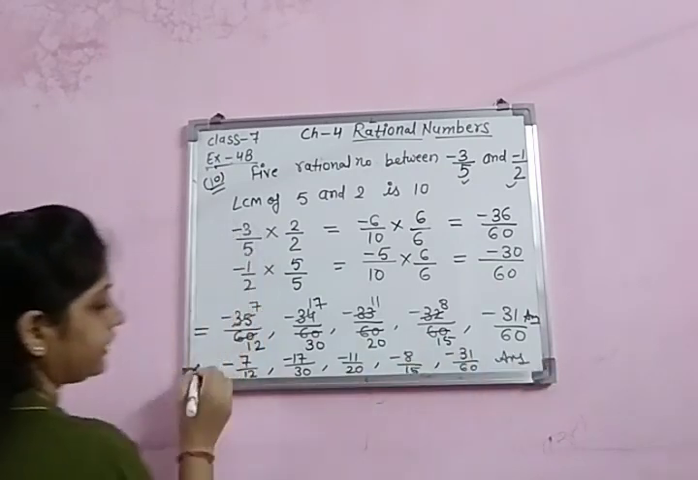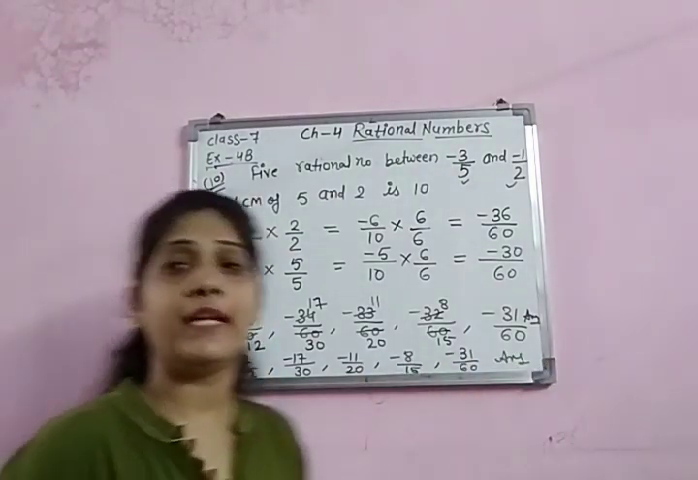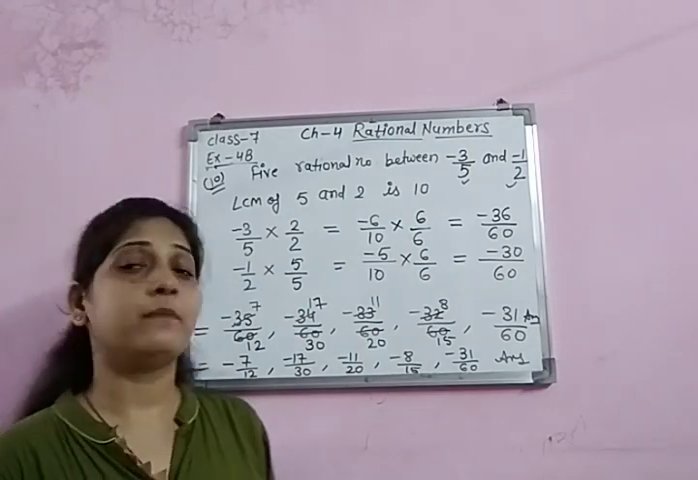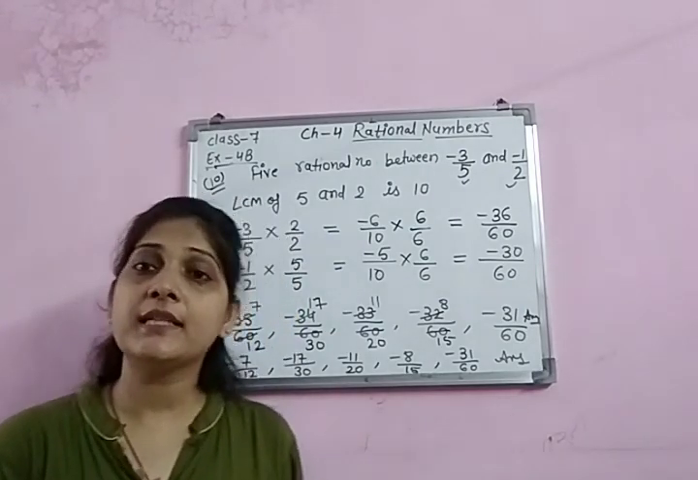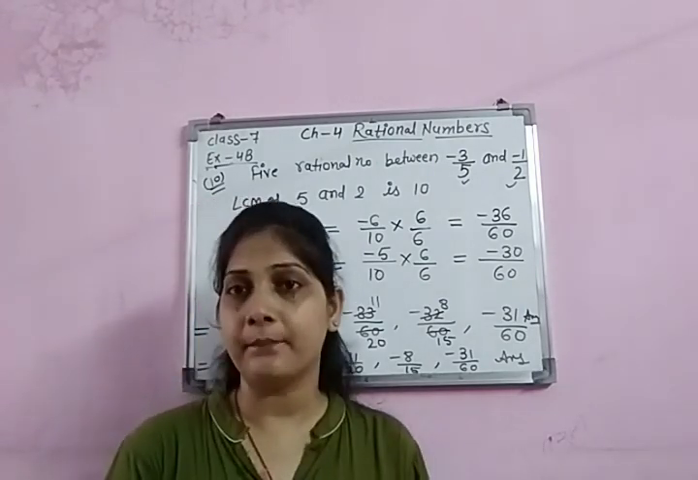These are the 5 rational numbers which exist between negative 3 by 5 and minus 1 by 2. With this, your exercise 4B is completed.